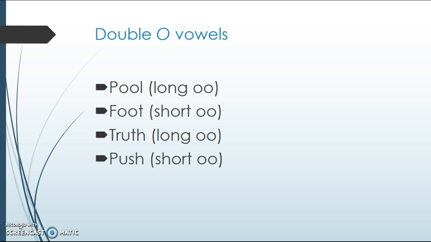Double O vowels are next on the list. We have short and long double O vowels that can be represented either by a double O grapheme or by the grapheme U. So for long we have pool and truth, and these long O's will make your lips pucker more, as opposed to foot and push, where your lips will open more as opposed to puckering.